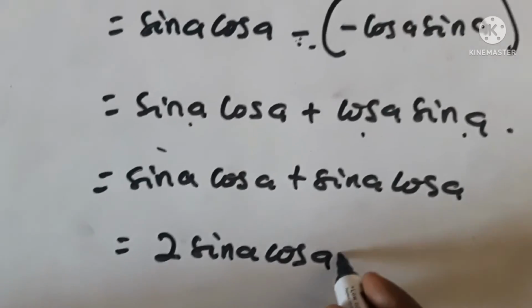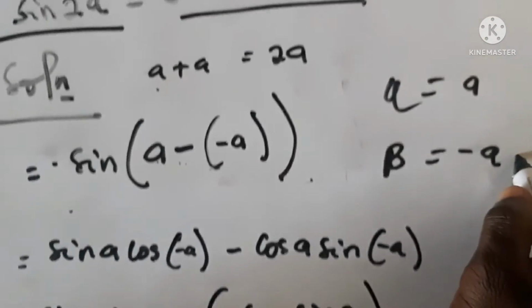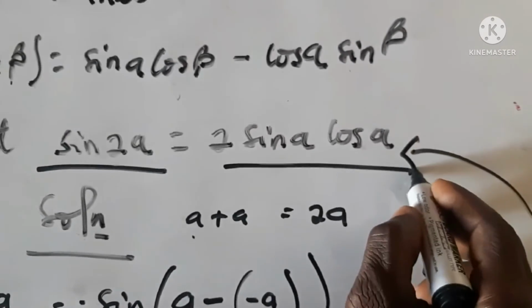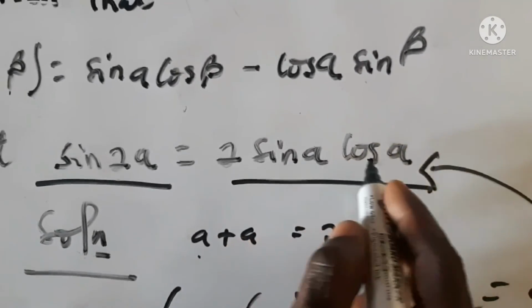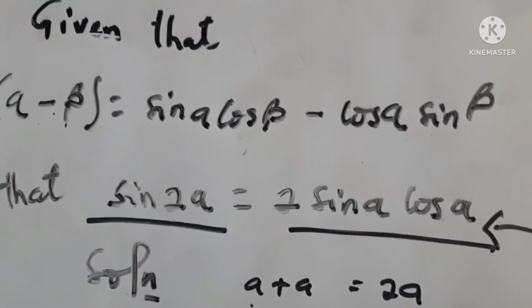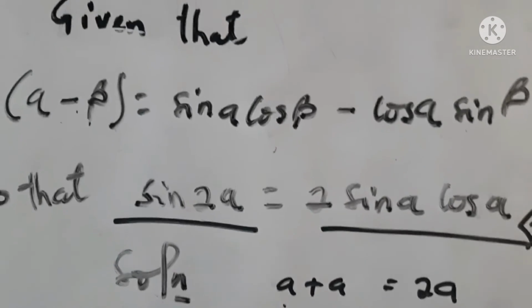So this is exactly what they are asking us to prove. Have you seen? So this is what you're having: 2 sine a and then cos a. So this is how simple you prove some of the questions under compound angles.